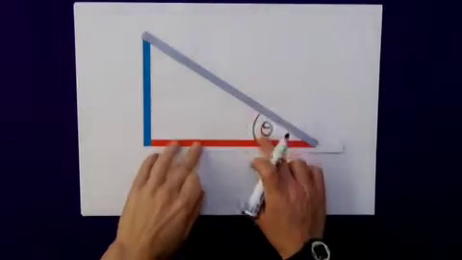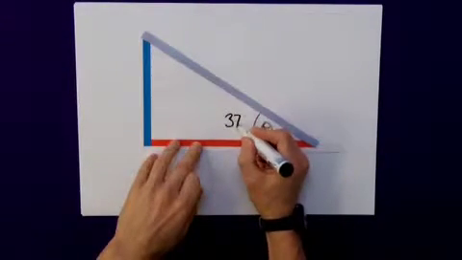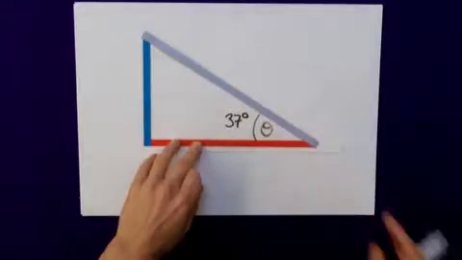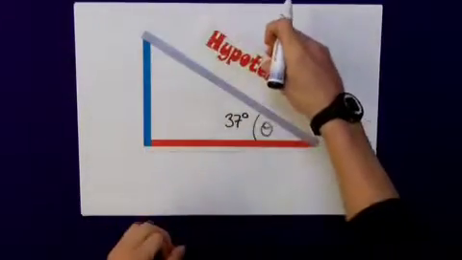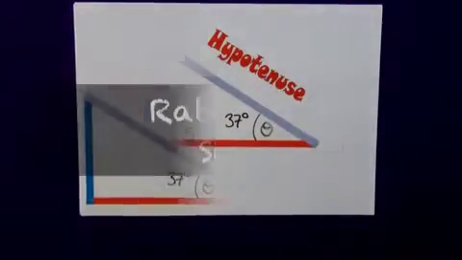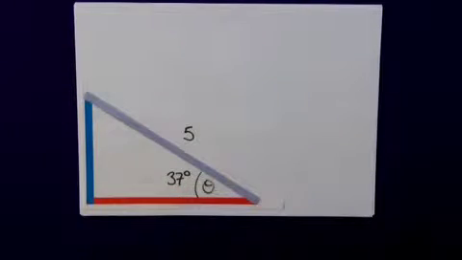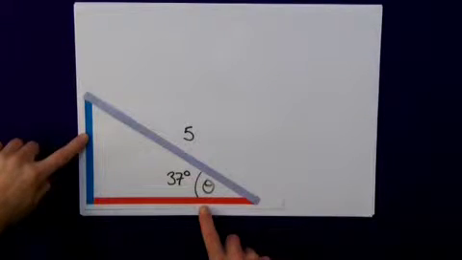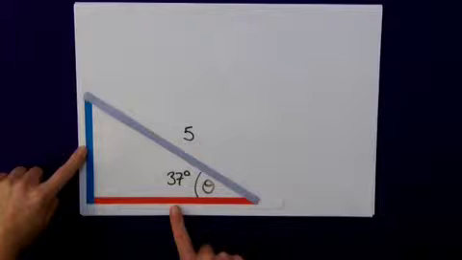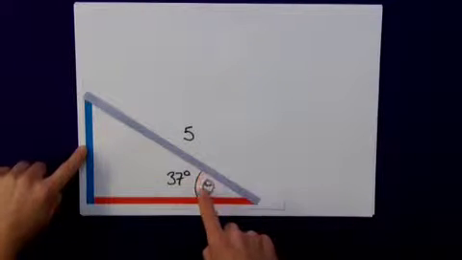I'm going to say that theta here is 37 degrees, and I know the size of the hypotenuse as 5. I'd like to use this information to calculate the length of the other two sides. This is the opposite side, this is the adjacent side to my angle theta.